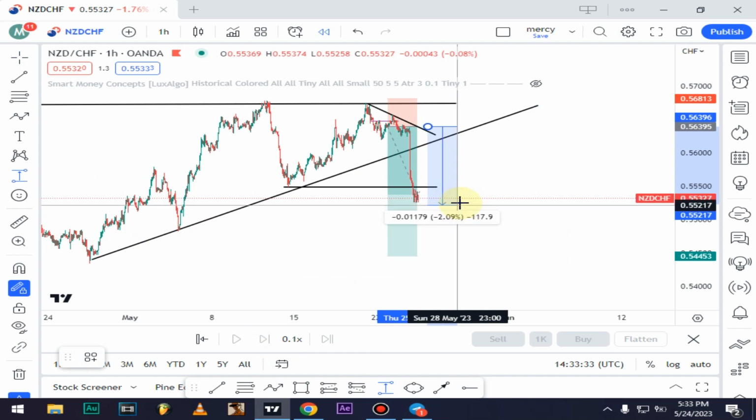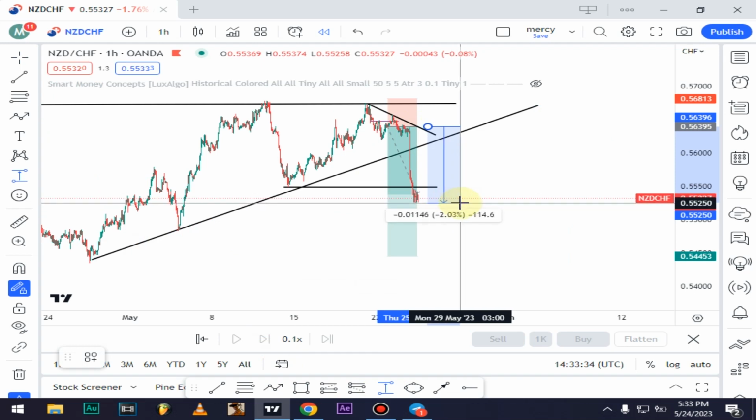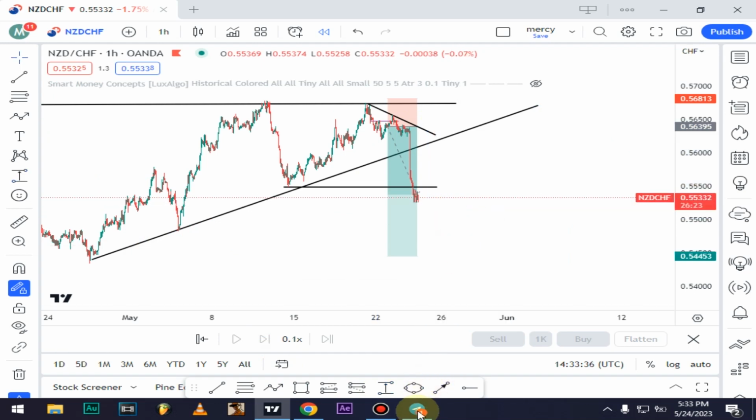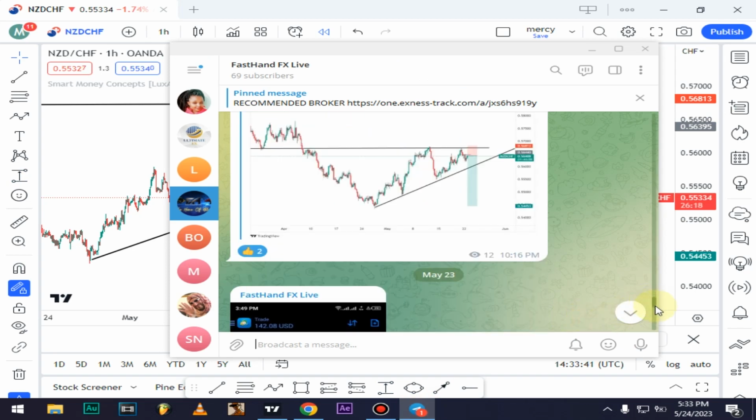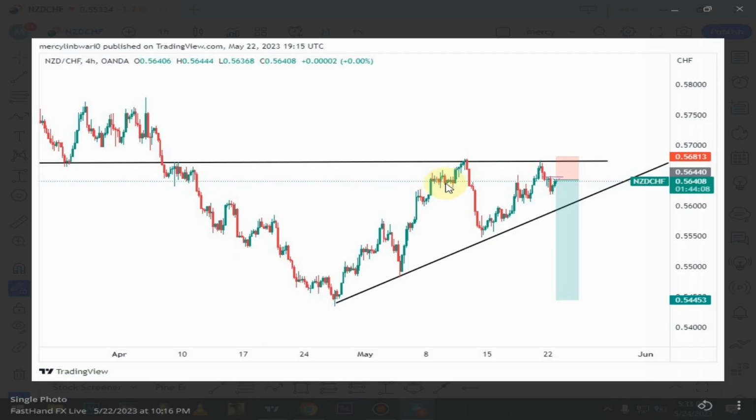Now that's the beautiful part of trading with the big boys. That's around 114 pips. And if you can see, I gave out that signal on Monday, I believe. Look at this. Yeah, guys, it was 10:16 p.m. All right, this is the NZD against the Swiss franc. This is how it was looking like.